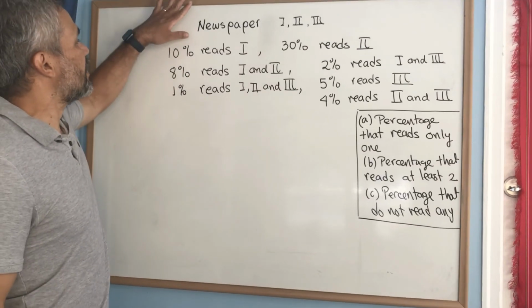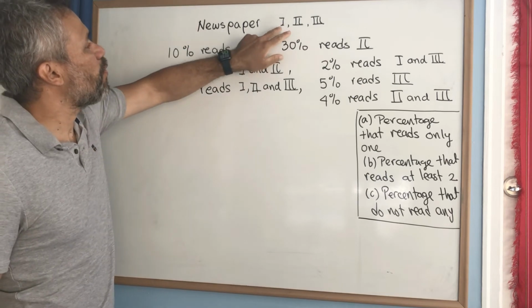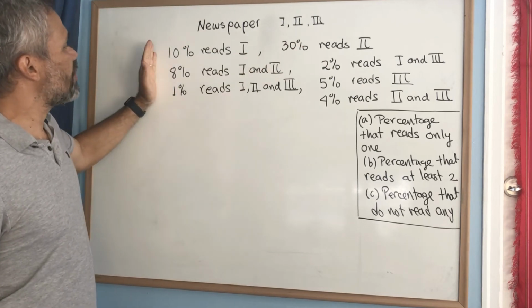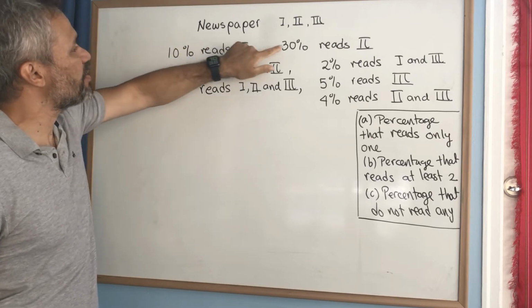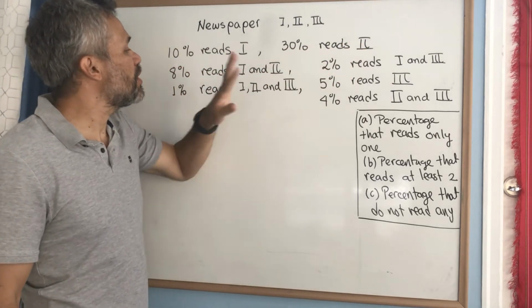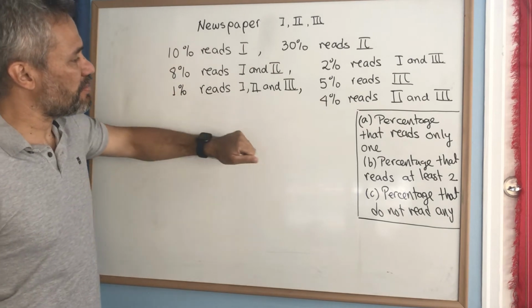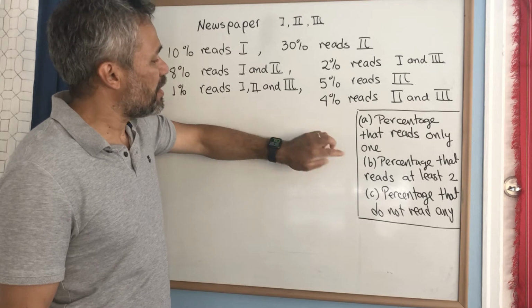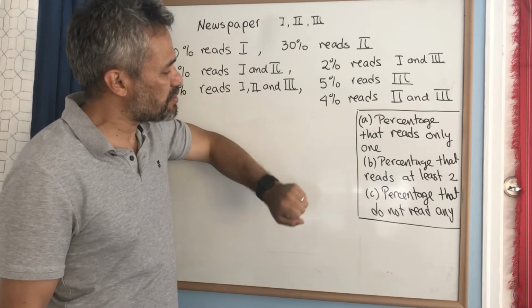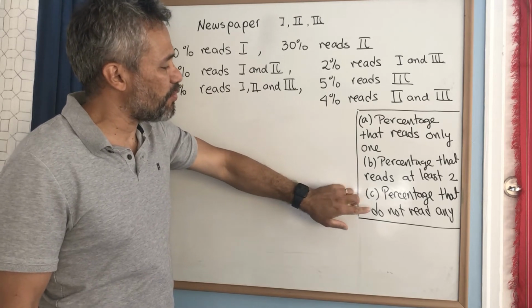Let's suppose that in a town there are 3 newspapers, 1, 2, and 3, and this is the information that we know about those newspapers. 10% reads newspaper 1, 30% reads newspaper 2, and so on. Here are the questions. What percentage reads only one newspaper? Percentage that reads at least 2, and percentage that do not read any.